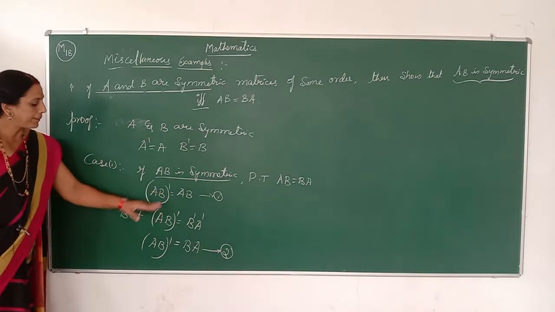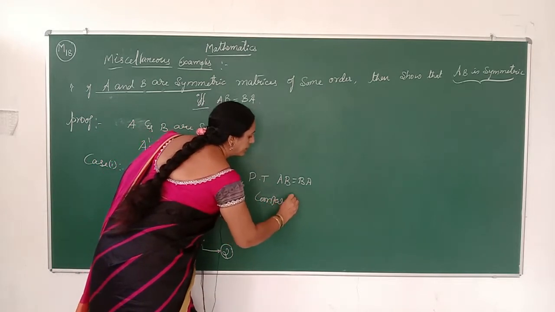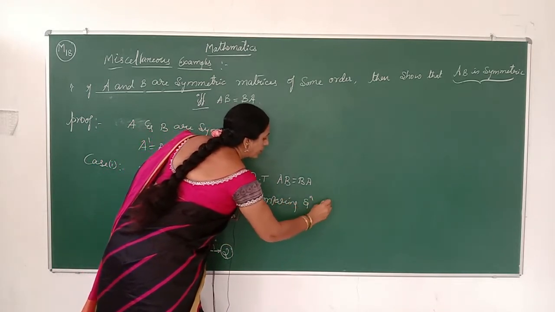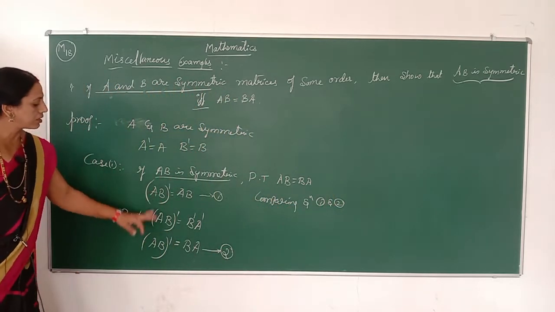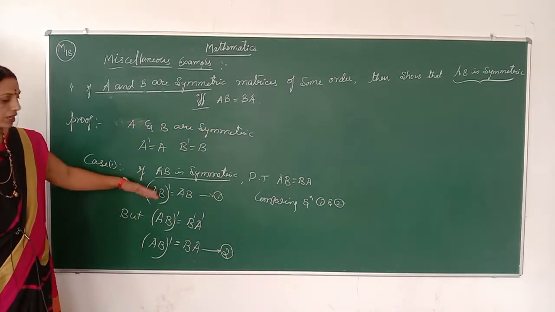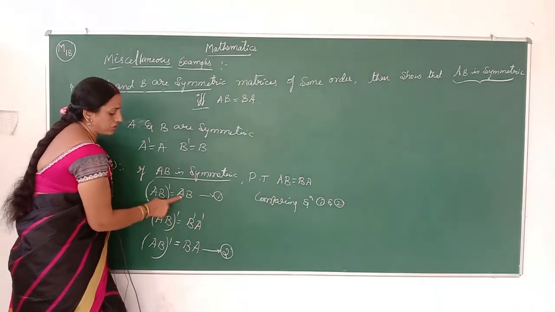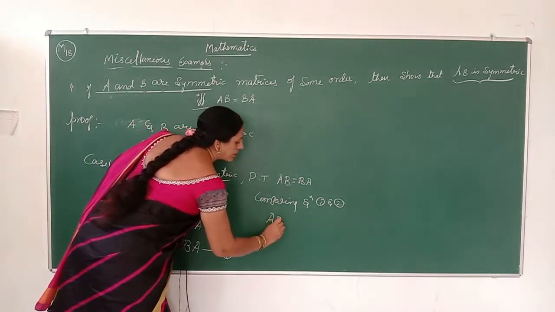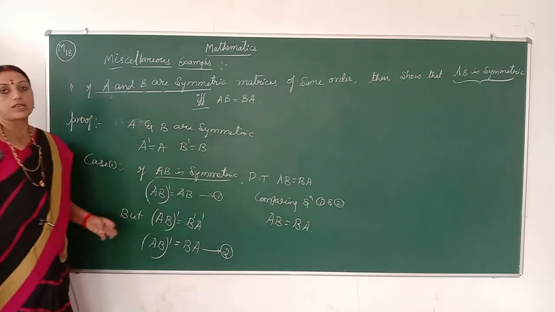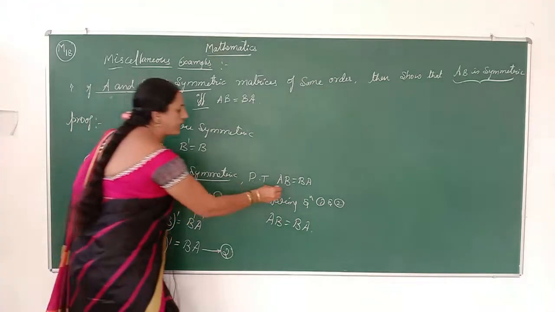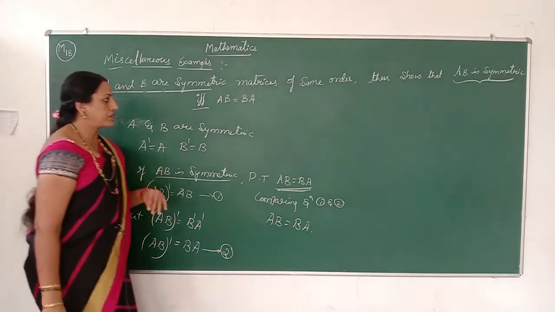Then comparing equations 1 and 2. The left hand side is the same in both equations, (AB) dash is nothing but (AB) dash. Therefore, equating their RHS, AB is equal to BA. It means the product of two matrices is commutative. That is one of the given results, AB is equal to BA. That is one part of the result.